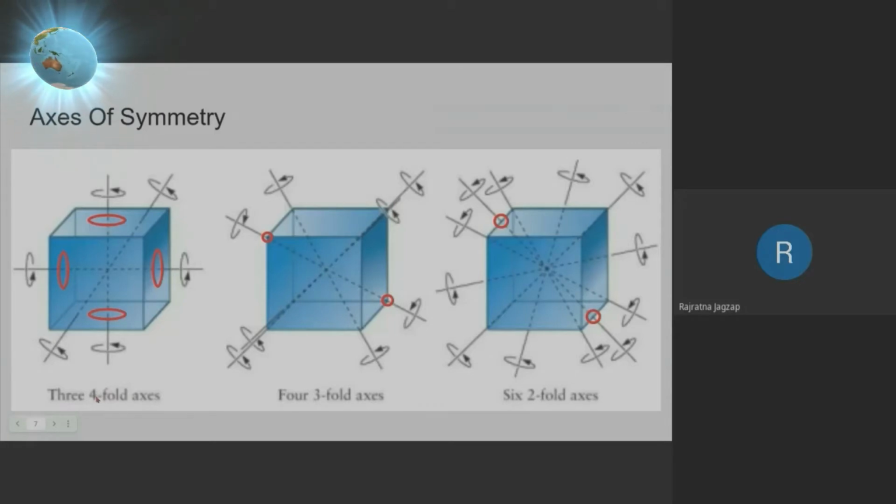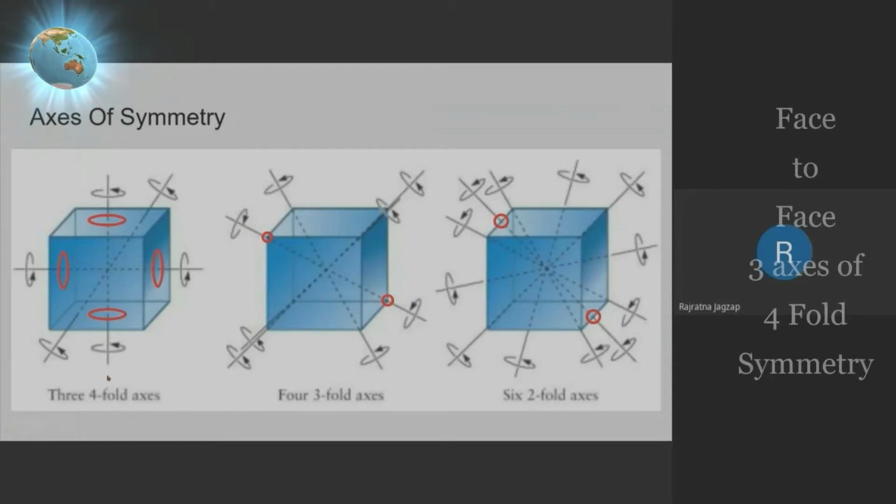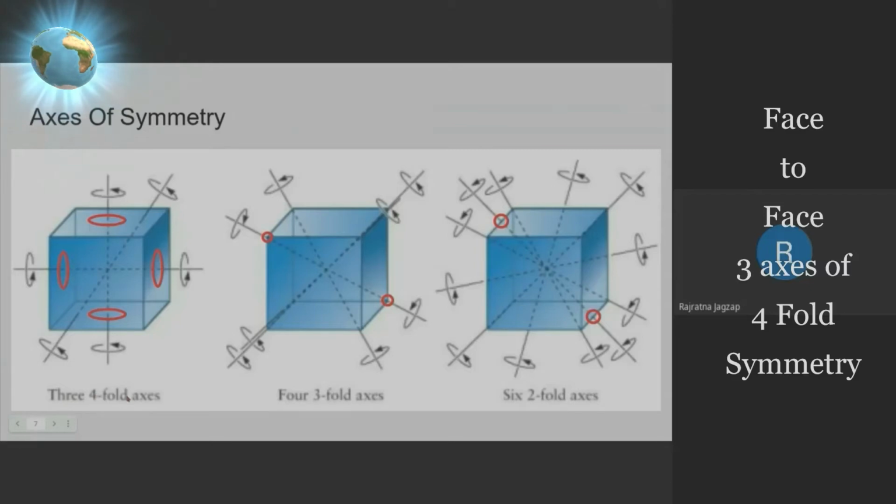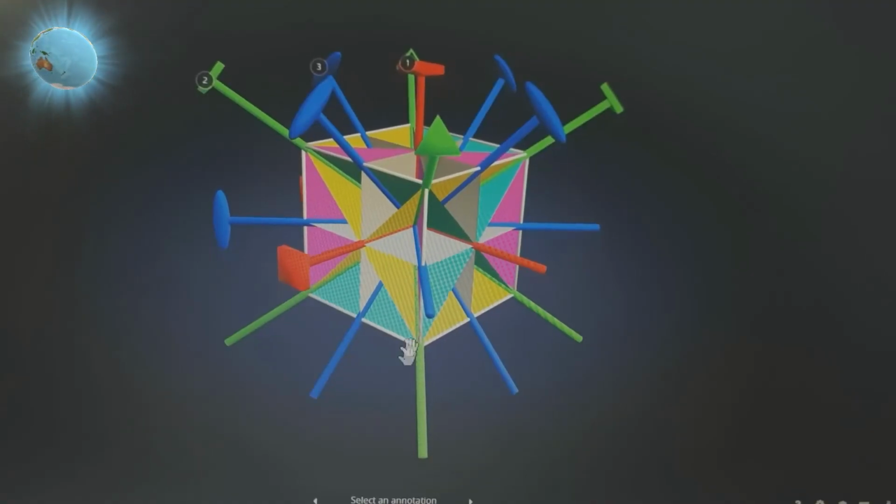How many axes are such that go from the center of a face to the center of a face? We have 3 axes: front face center to back face center, right face center to left face center, and top face center to bottom face center. So we have such 3 axes, which are of 4-fold symmetry, where if you rotate the crystal model along a particular axis, 4 times a similar shaped face will appear. This is called an axis of 4-fold symmetry. So we have 3 axes: front to back, right to left, and top to bottom, which go from face to face. This is a square shaped face.